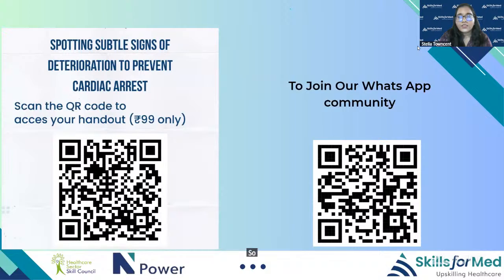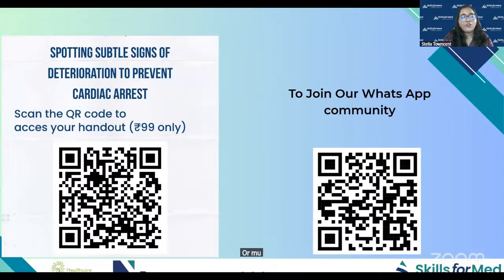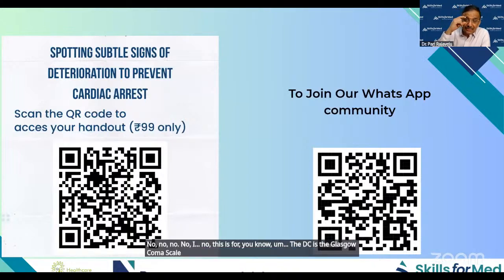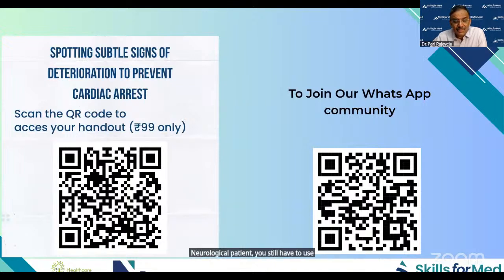So there is one question. It's about whether NEWS or MEWS scoring is relevant in a neurological setup? No, for neurological patients the GCS, the Glasgow Coma Scale, is the gold standard. So no, especially for a neurological patient, you still have to use that. This is for acute care hospitals.